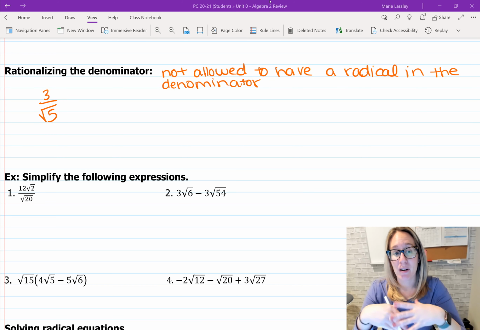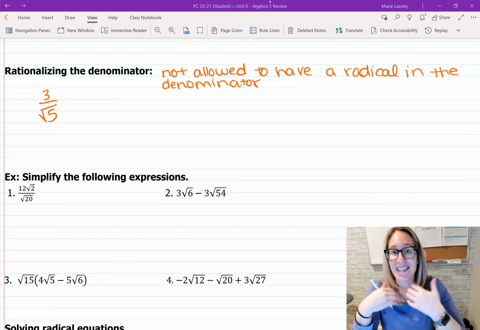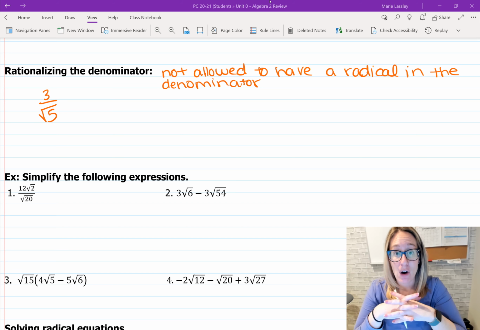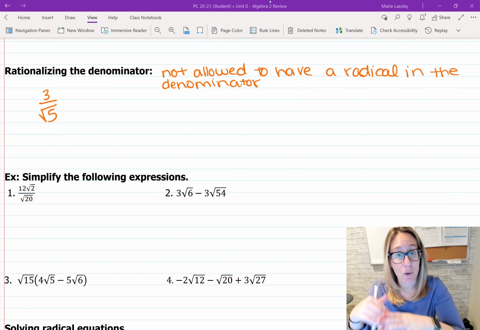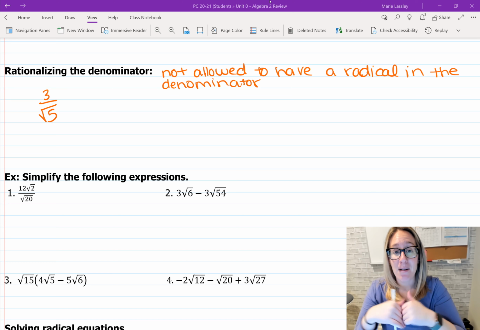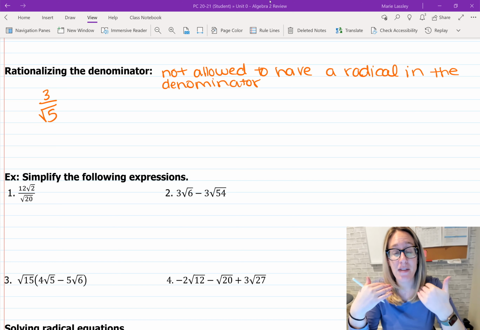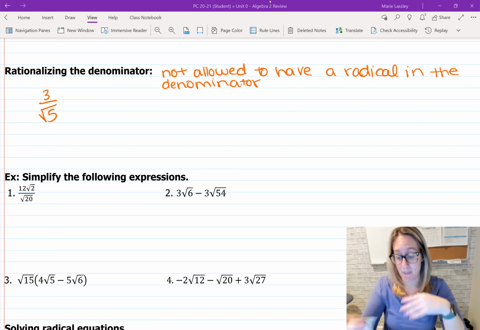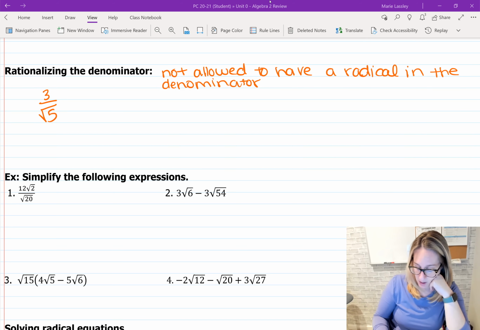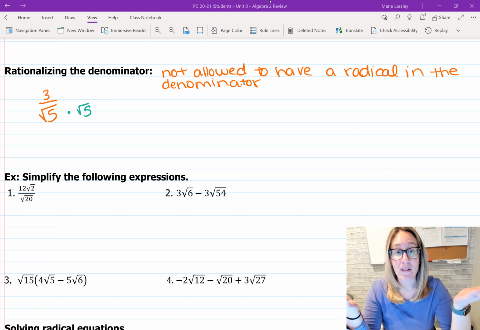So in order to get rid of that square root of 5, I need to multiply it by itself, right? So I know that the square root of 5 times the square root of 5 is going to be the square root of 25, which is just 5. So then there's no more square root in the denominator, right? So if I multiply this by the square root of 5, then it'll be fine.